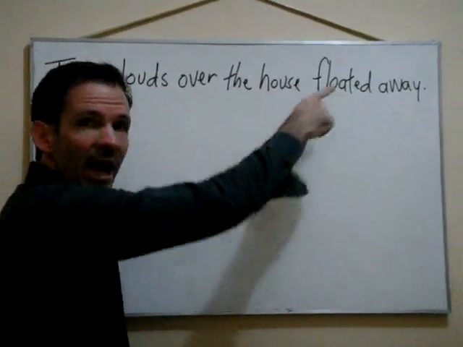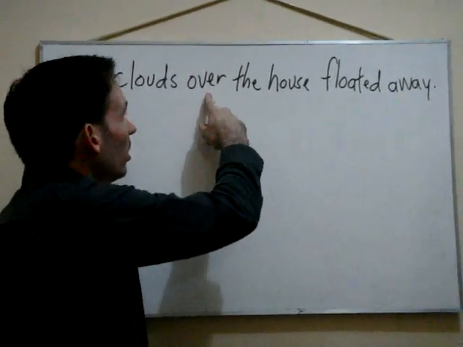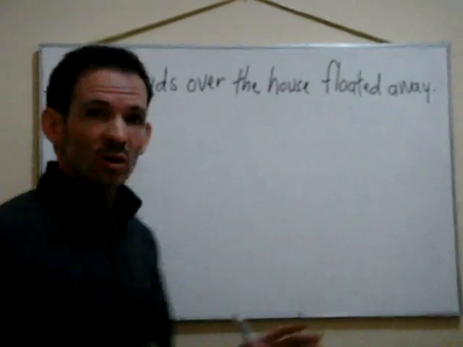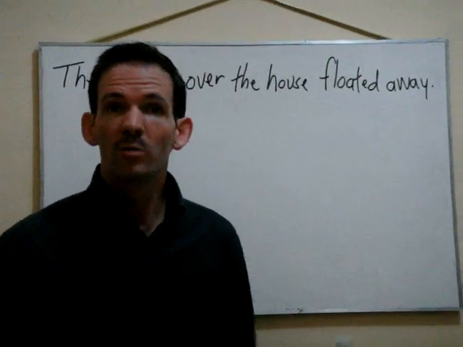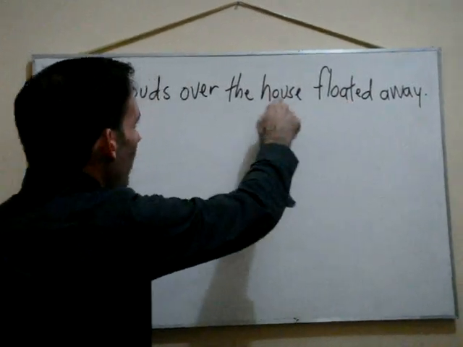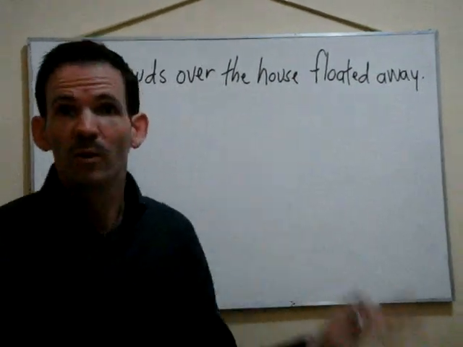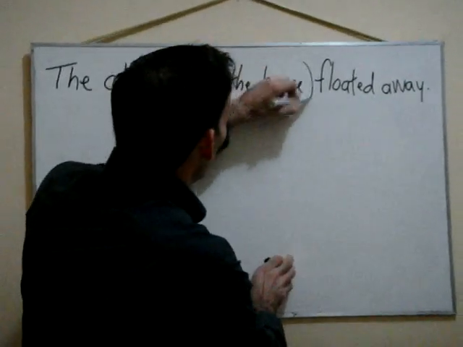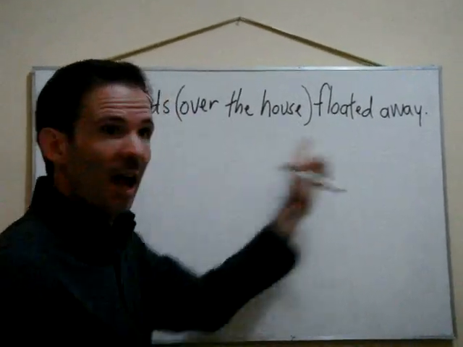The clouds over the house floated away. Aha, there's our preposition, over the house. There's our object of the preposition. So, it's good to identify prepositional phrases so we don't confuse the true subject of the verb. For example, floated is the verb here, but we have house and clouds. In this case, common sense says the house doesn't float, but sometimes that's confusing. So we identify the prepositional phrase here and we can determine that the clouds floated.